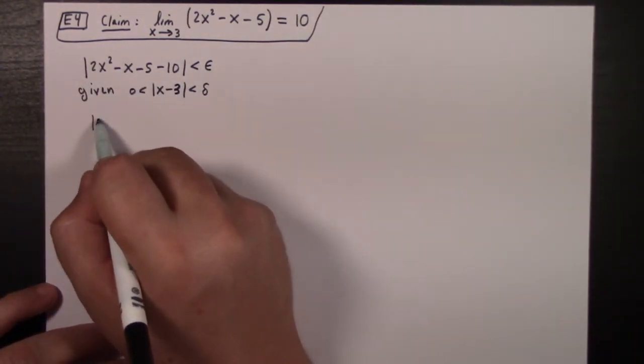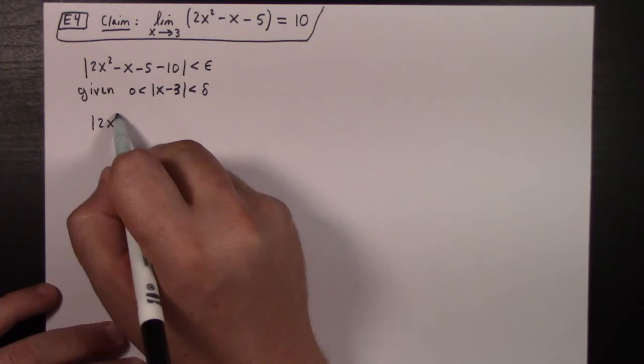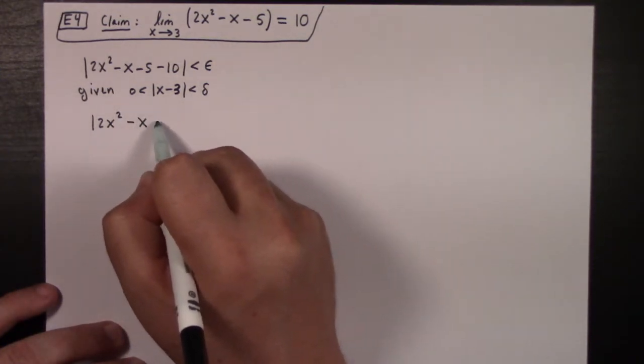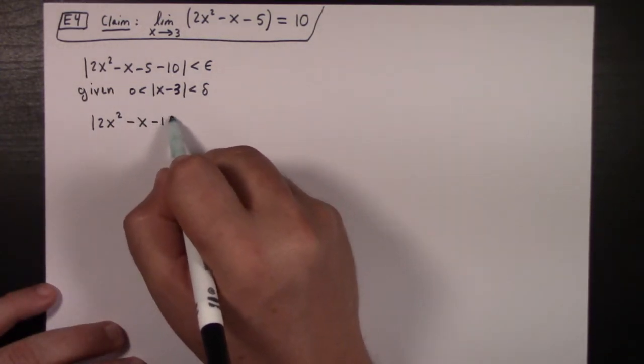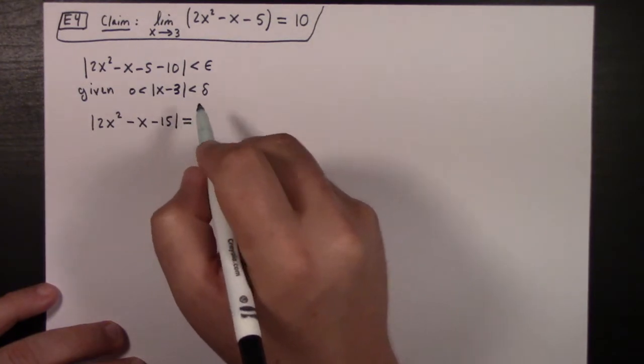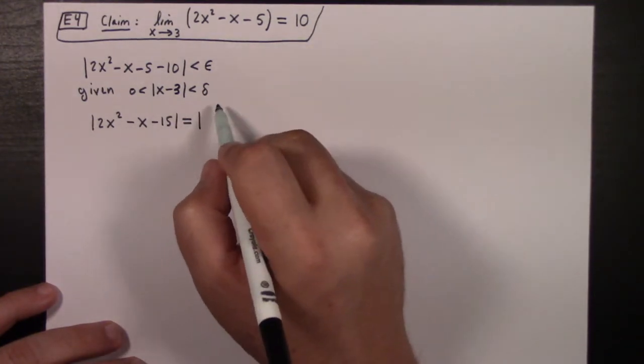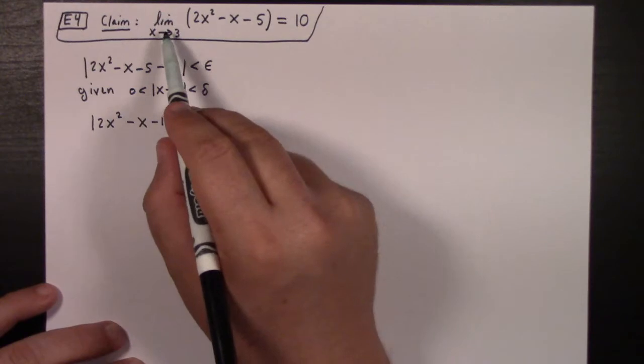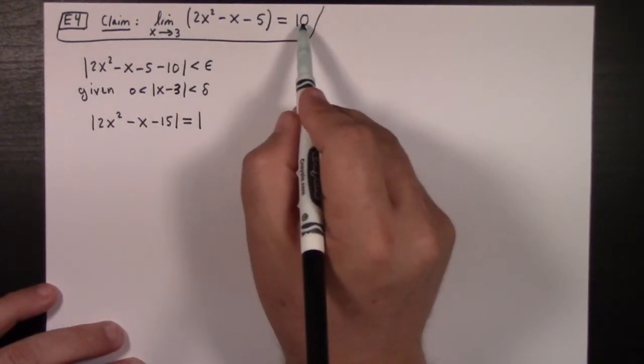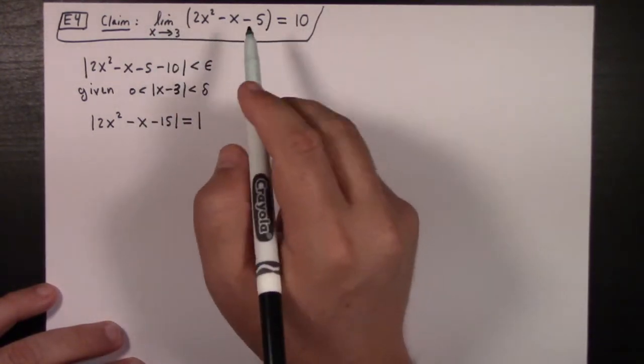Let's rewrite the thing that's our goal a little bit more and try to understand it. 2x squared minus x minus, well, 15. Alright. So that's the absolute value. Well, here's a trick, folks. Whenever you have the limit as x goes to 3, if you did this right, what's going to happen is an x minus 3 is going to factor out.